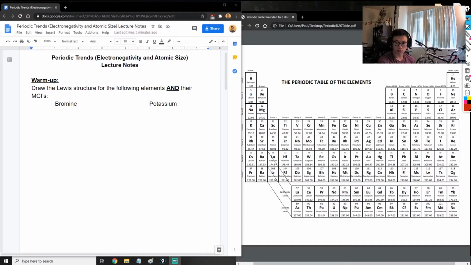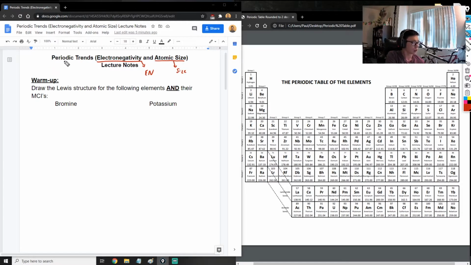Alrighty guys, so today we are going to be talking about something called periodic trends. And I know the name of this lecture is very long, but we're going to be talking about two different things, and you'll see that on the top of the lecture notes. So the two things we're going to be talking about are electronegativity, which I'm going to abbreviate EN, and something called atomic size, which I'm just going to call size.